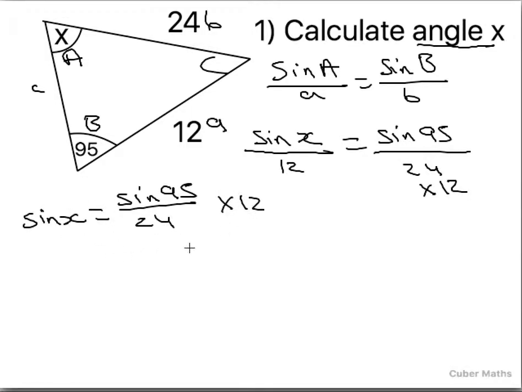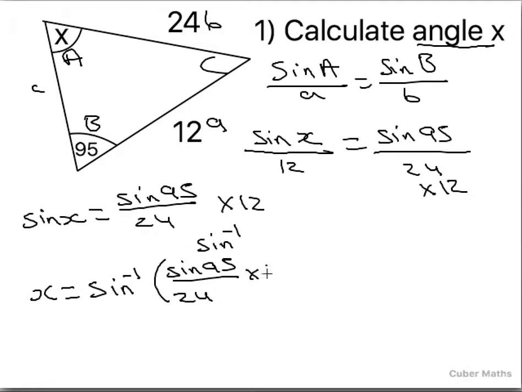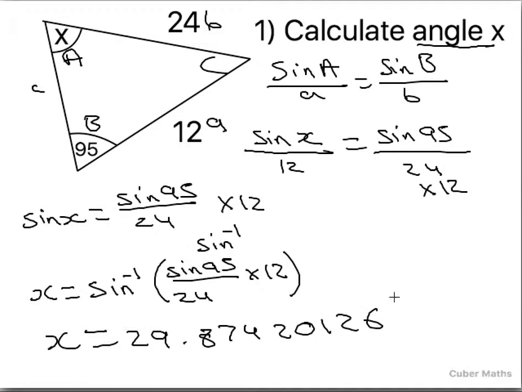Now to get x on its own, we do inverse sine, and that's the button on your calculator that looks like sine minus 1. So if we do that, we're going to be left with x is equal to inverse sine, because you need to type that in first, sine 95 divided by 24 times by 12. And if we type that in on a calculator, x is going to be 29.87420126 degrees, which you can round to three significant figures as 29.9. So that is how you work out the angle x.